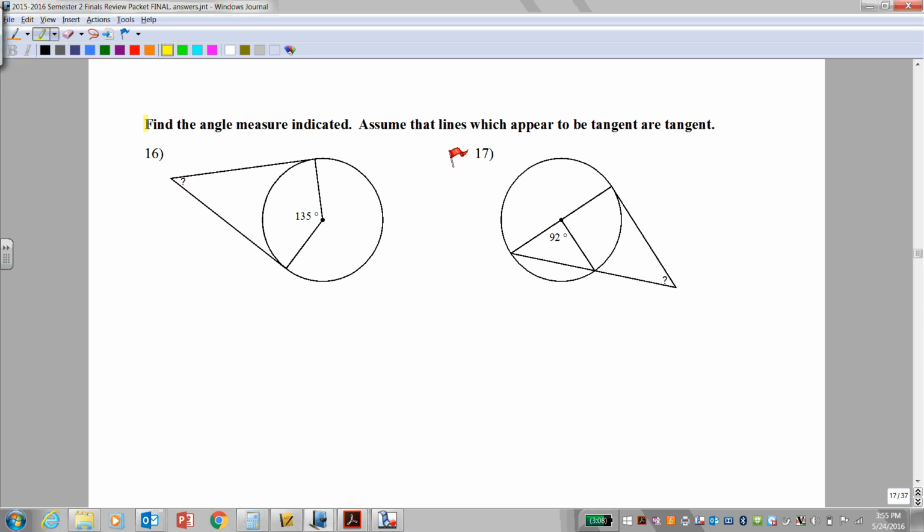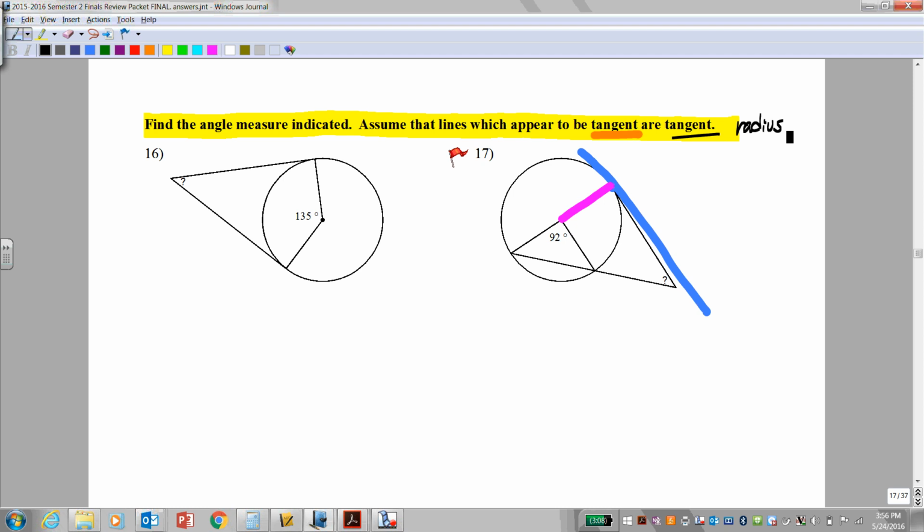This says, find the angle indicated, assuming that the lines are tangent. So that word tangent is really important. That's the trick to this whole problem. We have a tangent point right there. We have a radius that meets it. Tangent and radius in the same sentence.